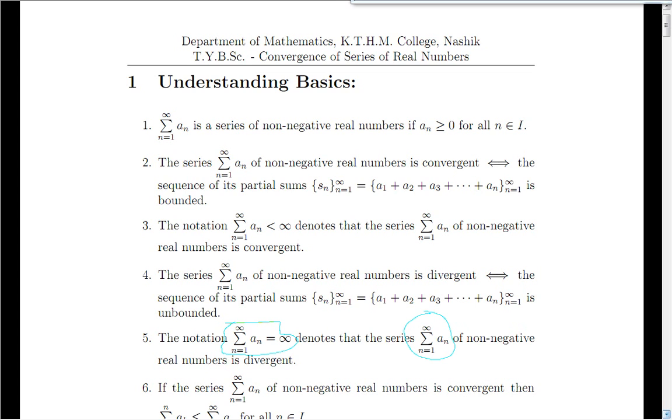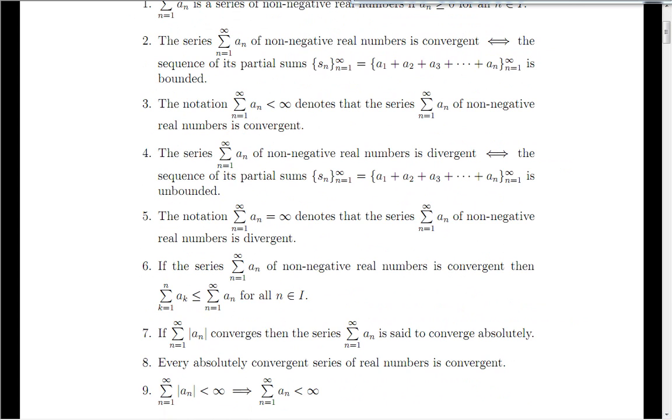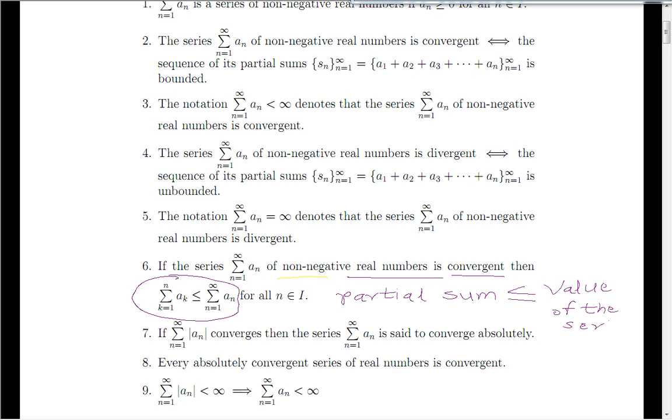Now the next result which we will see is, the sixth result which we are studying: if series an of non-negative real numbers is convergent, then any partial sum is less than or equal to value of the series. Any partial sum is less than or equal to value of the series if it is a convergent series of non-negative real numbers. Note that all terms must be non-negative, then only we can say that partial sum of any convergent series is less than or equal to value of the series.